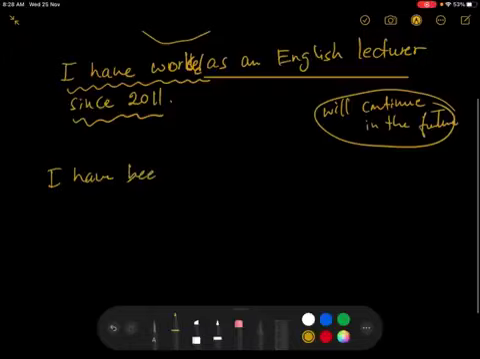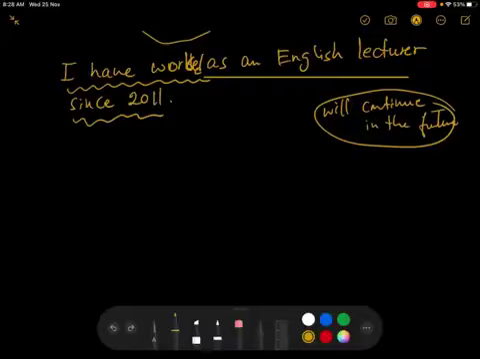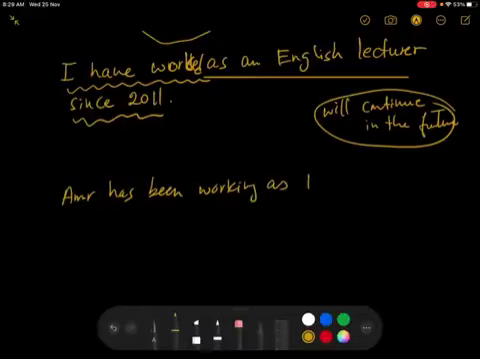But if someone says Amr has been working as a waiter since 2015, it means that Amr started this action in the past and is still doing this action in the present, but with no indication that this action may or may not continue in the future.